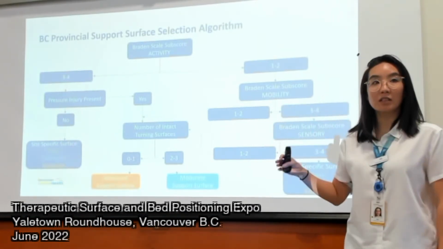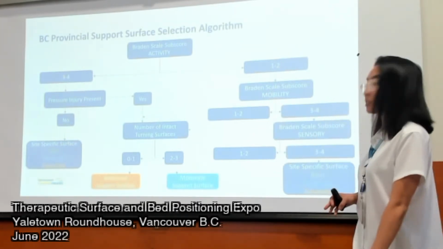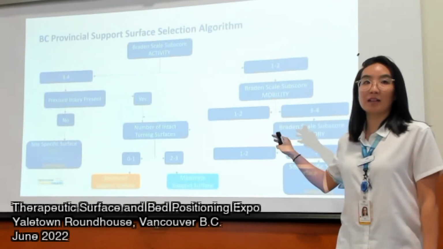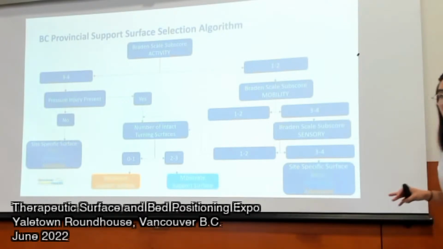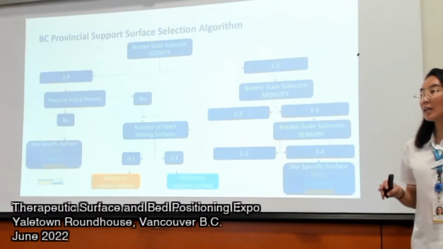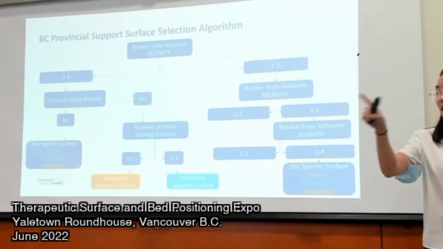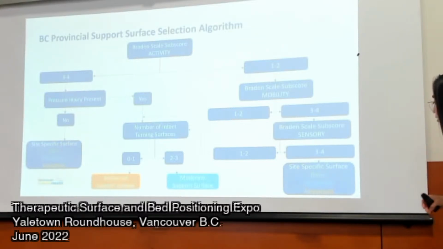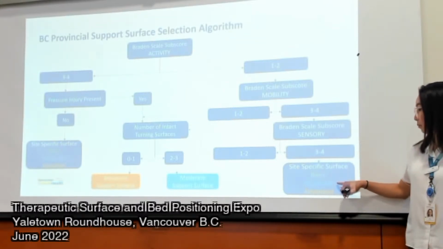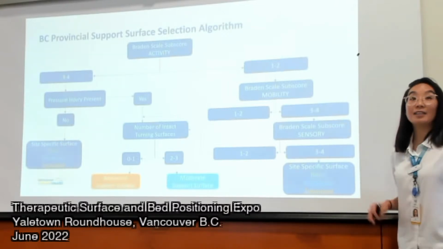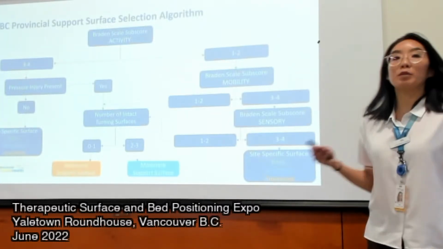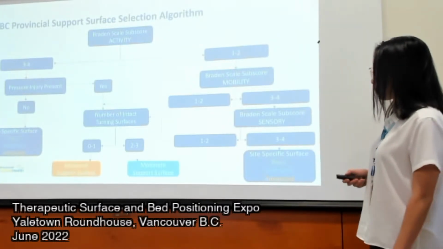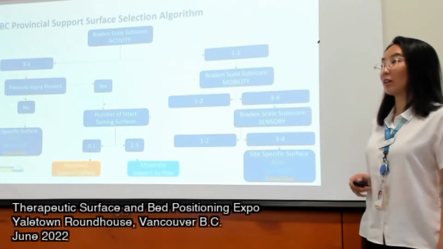Once you consider the number of intact turning surfaces, plus the different subscales of the Braden, you plug that all in, follow this algorithm, and it will help you to determine what degree of support surface you might need. It doesn't tell you specifically what model of mattress you should choose, but it tells you whether or not the resident might need a basic, moderate, or advanced mattress. Then you can consider other factors that we will discuss next to help you choose more specifically which mattress you need. This is a really handy tool, and you can get it off the CLWK website.